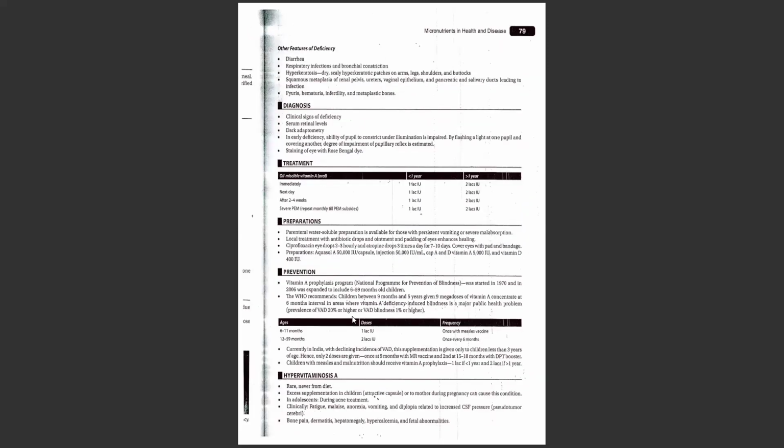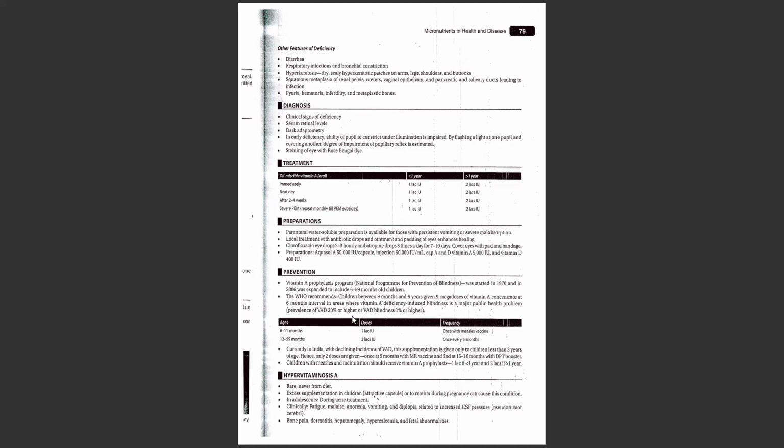Other features of deficiency are diarrhea, respiratory infections and bronchial constriction, and hyperkeratosis, because we all know that one of the major functions of vitamin A is to maintain the integrity of the epithelium. So it results in hyperkeratosis, with dry, scaly, hyperkeratotic patches on the arms, legs, shoulders, and buttocks. There is squamous metaplasia of the renal pelvis, ureters, vaginal epithelium, and pancreatic and salivary ducts leading to infection. Then pyuria, hematuria, infertility, and metaplastic bone changes also result from vitamin A deficiency. So these are all the features of vitamin A deficiency.